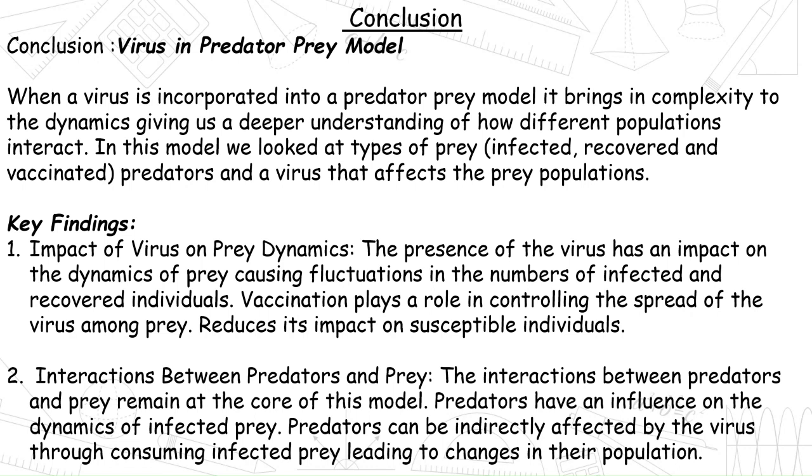Now, interaction between prey and predators. The interactions between predators and prey remain at the core of this model. Predators have an influence on the dynamics of infected prey. Predators can be indirectly affected by the virus through consuming infected prey, leading to changes in their population.